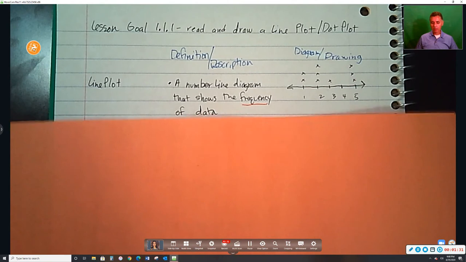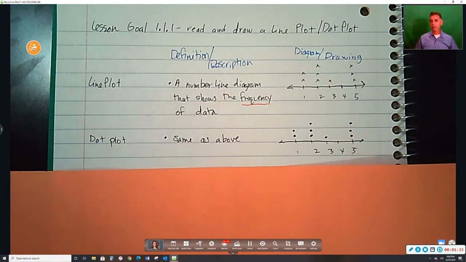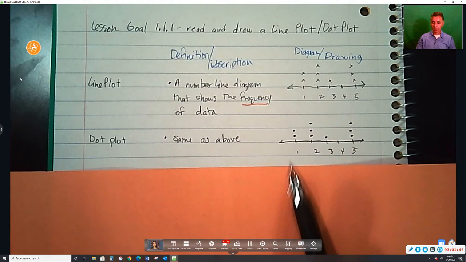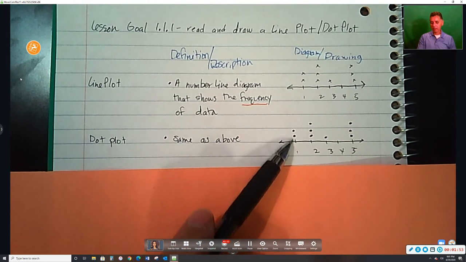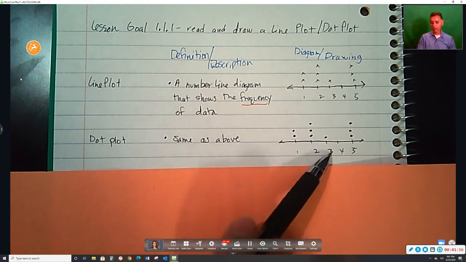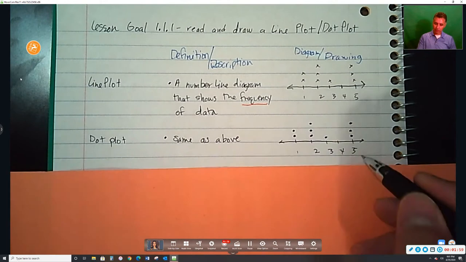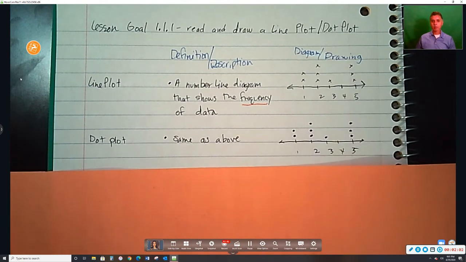And a dot plot, well, don't let it get too tricky. It's the same thing, right? The definition is exactly the same, but instead of using x's, they have dots. That's why it's called a dot plot. Here there are 2 1s. Here there are 3 2s, 1 3, 3 5s. Right, that's a 5. So line plot, dot plot, sometimes I say one and write the other. It means the same thing. Okay.